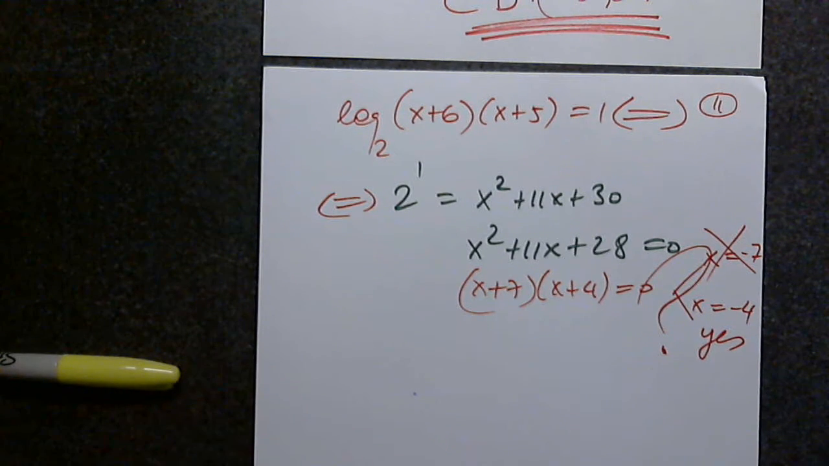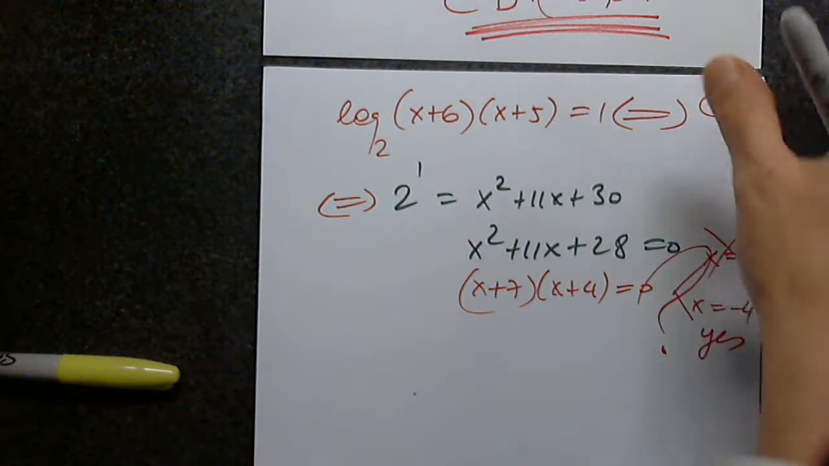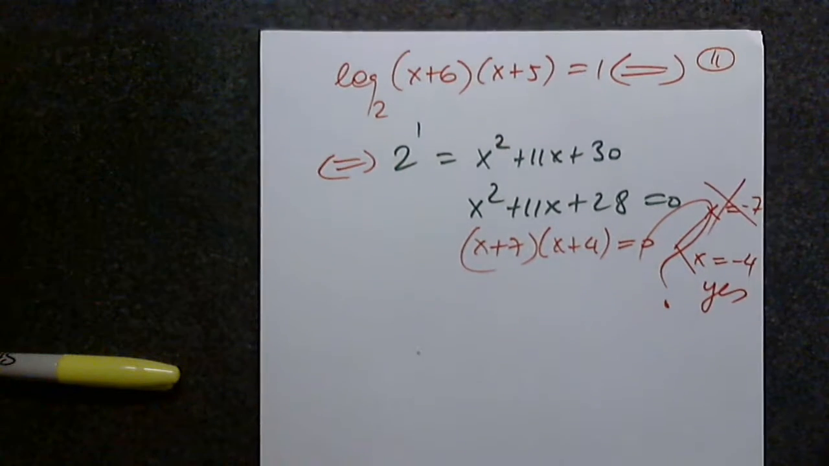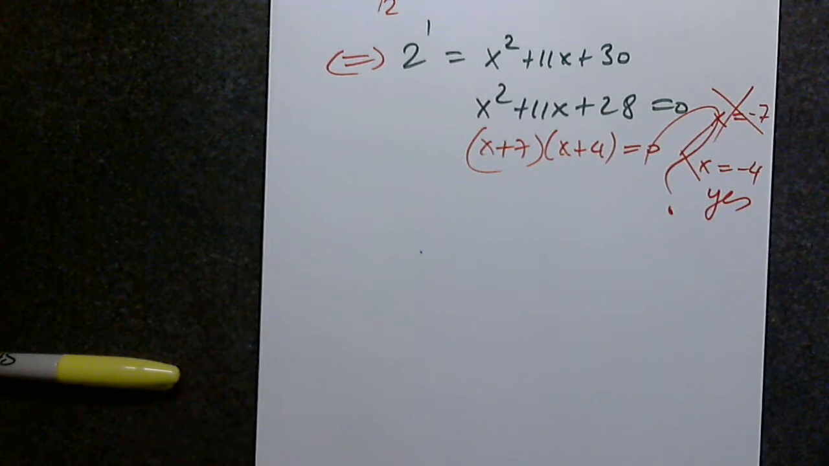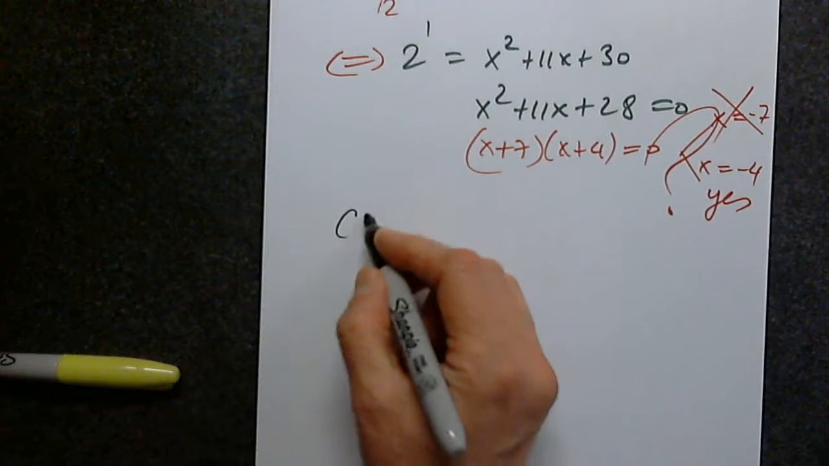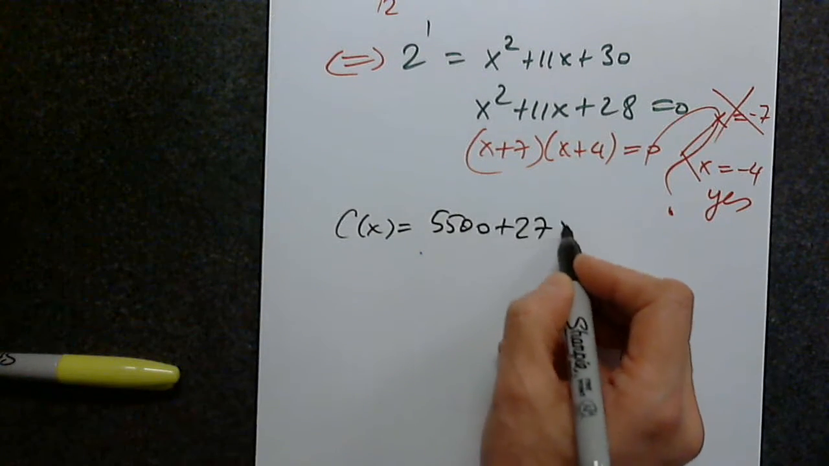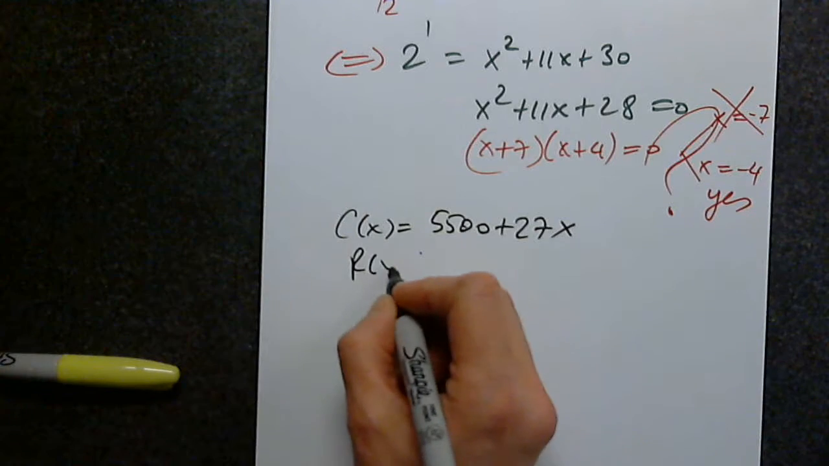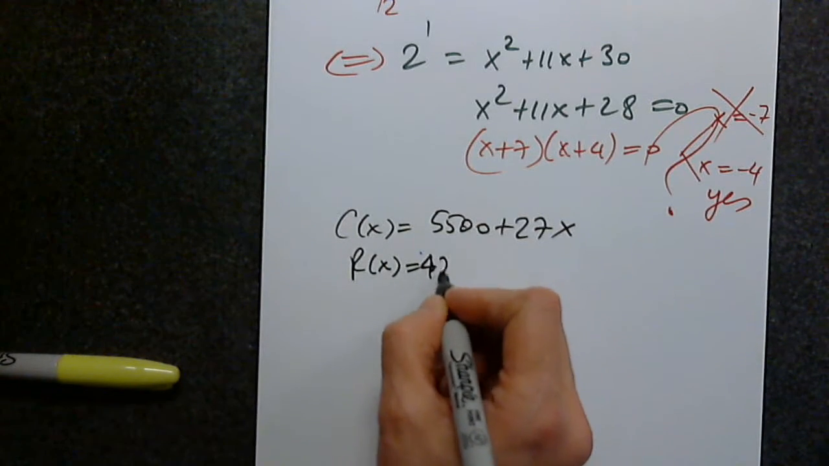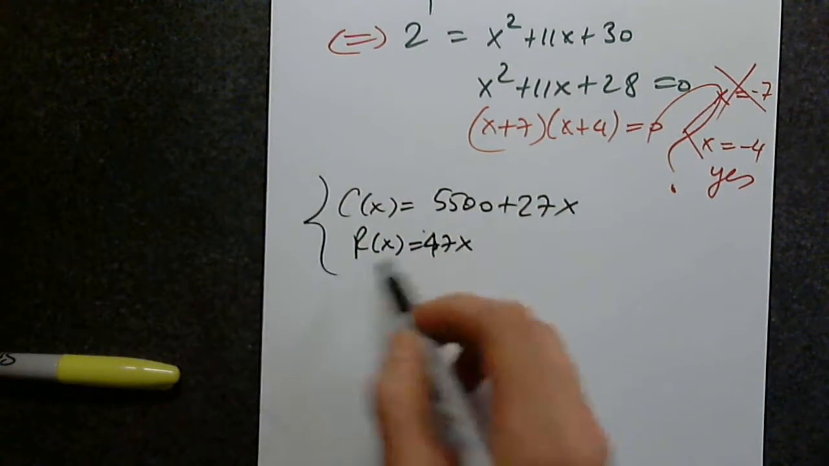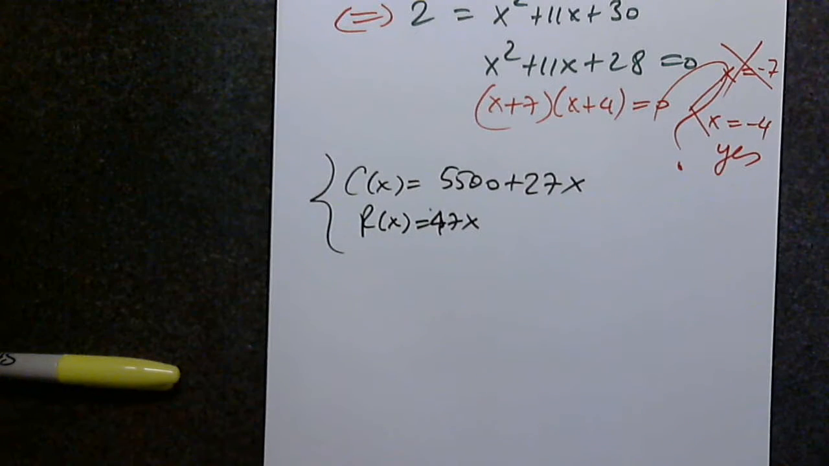The figure on the right shows the graphs of the cost and revenue functions for a company that manufactures and sells small radios. How many radios must be produced and sold for the company to break even? Meaning revenue equals costs. They don't have any profit. So we're given the cost function, 5,500 plus 27x, and the revenue function, 47x. What number is this? 19.